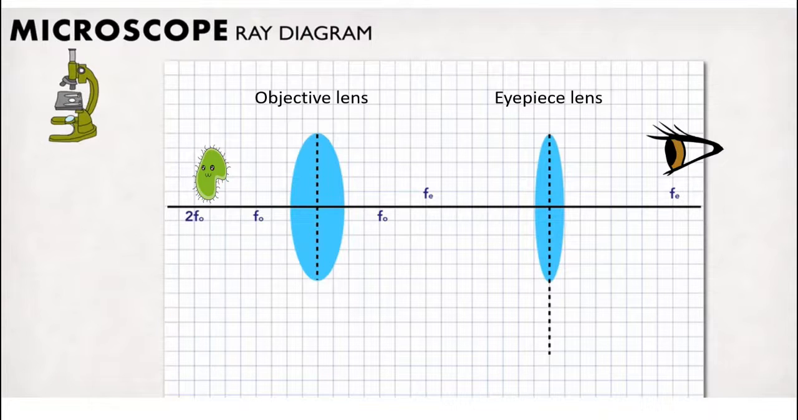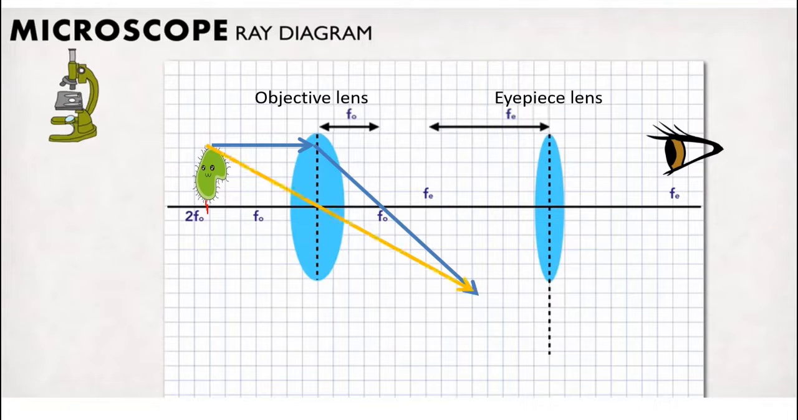Now, look at the bacteria. It is located in between FO and 2FO. So this is the position of the bacteria. So we can start with the ray diagram. First ray moving parallel, and then it will bend to the FO. Second ray moving through the optical center without bending. So you will get the image which forms in this area.